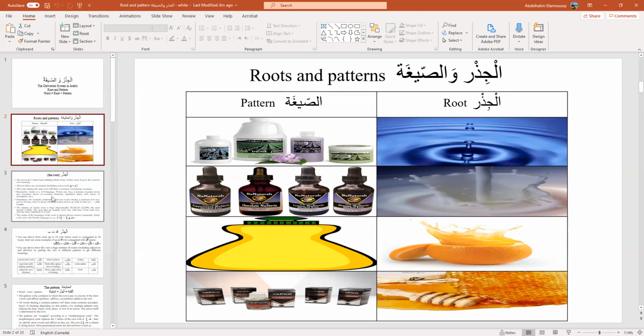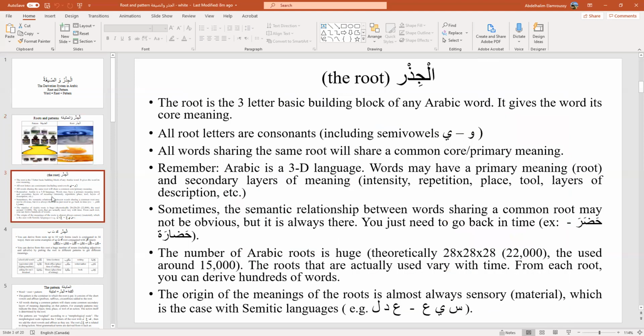So to put that into perspective, the root, basically, is the three-letter basic building block of any Arabic word. This root gives the word its core meaning, and all root letters are consonants, and consonants include the two semivowels waw and ya. Don't forget, semivowels are consonants. So the root is the three-letter basic building block of any Arabic word. It gives the word its core meaning, and all root letters are consonants.